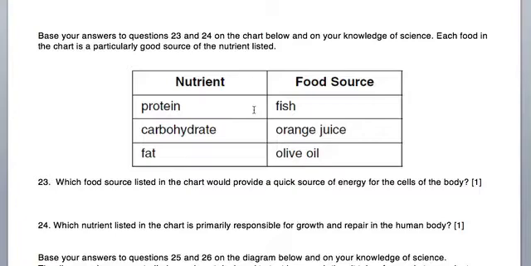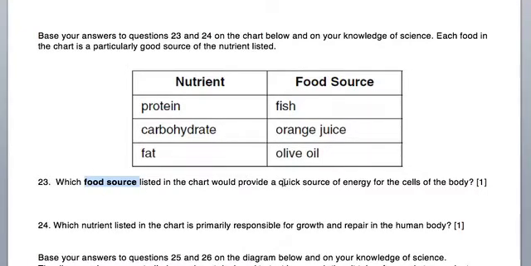So, base your answers here on 23 and 24 on the chart below and on your knowledge of science. Each food in the chart is particularly a good source of the nutrient listed. So here you have our protein, which is our nutrient. I would have circled nutrient: protein, carbohydrate, fat. I would have underlined food source: fish, orange juice, olive oil. So, which food source? I would have circled that here too.